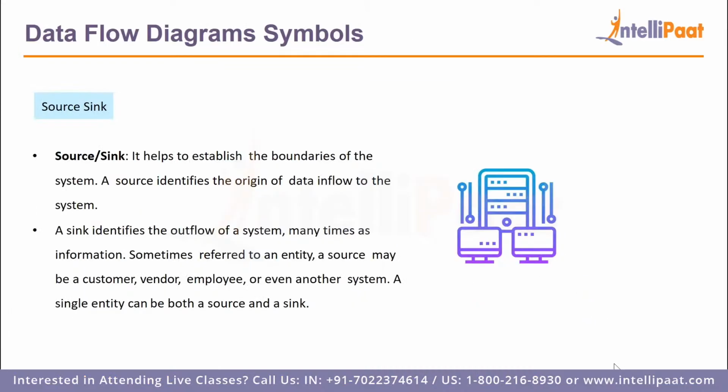So it actually helps to establish the boundaries of the system, and a source identifies the origin of a data inflow to the system. Then a sink identifies the outflow of a system, and many times as information, and sometimes referred to as an entity. A source may be a customer, vendor, employee, or even another system. And a single entity can be both a source and a sink.